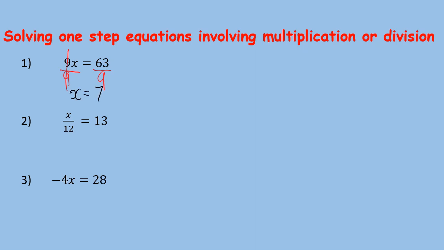For example 2, we have x divided by 12 equals 13. Since multiplication is the opposite of division, we will multiply both sides by 12, leaving us with x equals 156. For example 3, we have minus 4x equals 28. Since division is the opposite of multiplication, we will divide both sides by negative 4, leaving us with the answer of x equals minus 7.